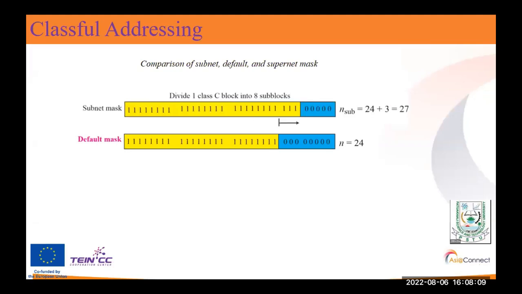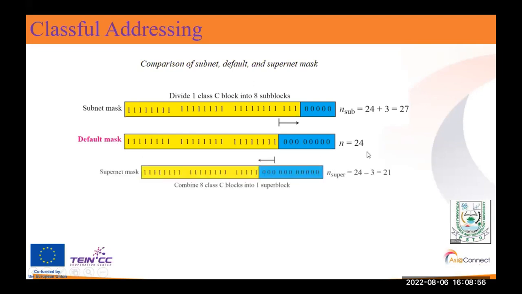And for the subnet mask, if you want to divide one block of class C network into eight sub-blocks, then your subnet mask will be 24 plus 3. Why 24 plus 3? Because eight sub-blocks means 2 to the power 3. That's why 3 bits will be taken, and the total subnet mask would be 24 plus 3 equals 27, but the default mask is 24.